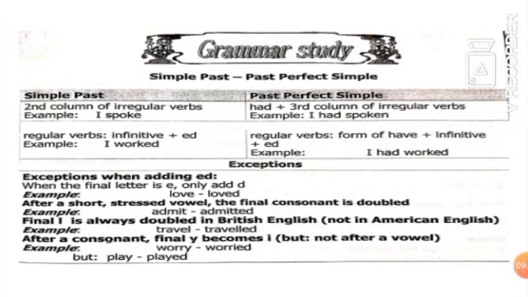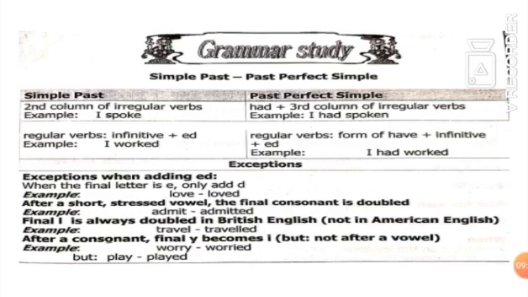Okay, let's remember the form of the past simple. As we know, most of the verbs end in ed. For example, the past of work is worked, visit is visited. But we also have some irregular verbs like speak. The past of speak is spoke. The past perfect consists of had plus past participle, like I had spoken, I had worked. But pay attention to these exceptions.